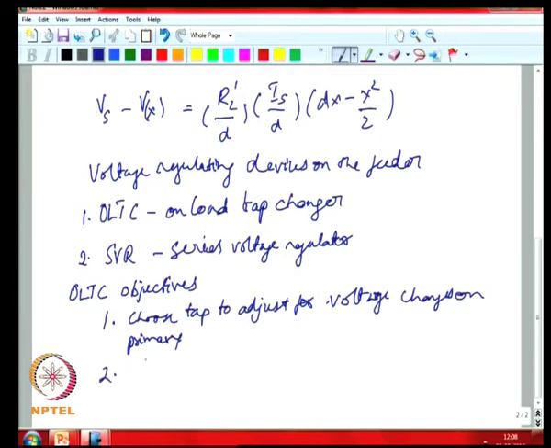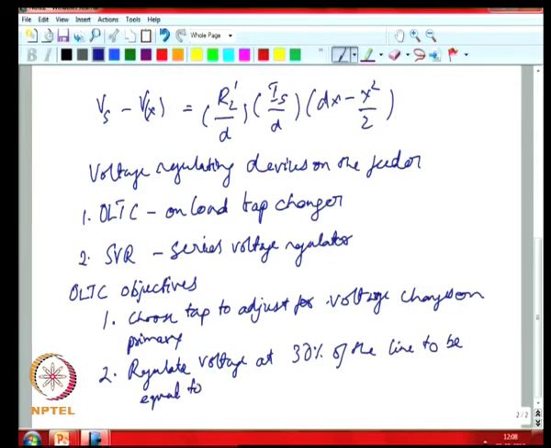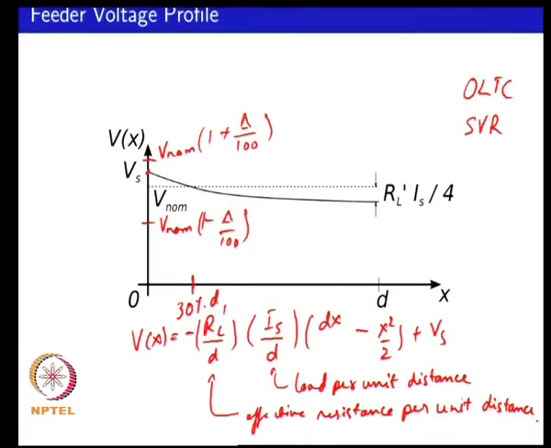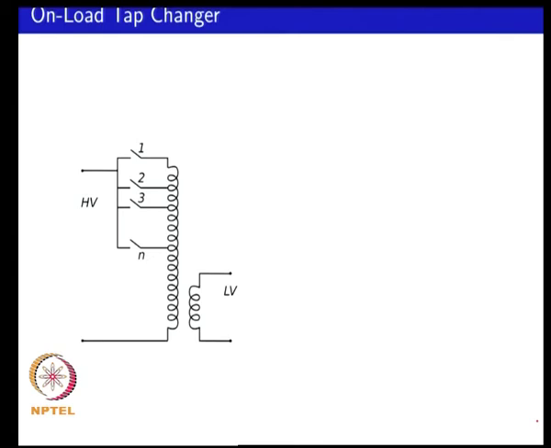So, the second objective might be to regulate the voltage at, say, the 30% point. You could adjust the taps on the high voltage side to meet this requirement. And one needs to keep in mind that you are not actually commanding your low voltage side, your 11 kV side, to be exactly equal to nominal.